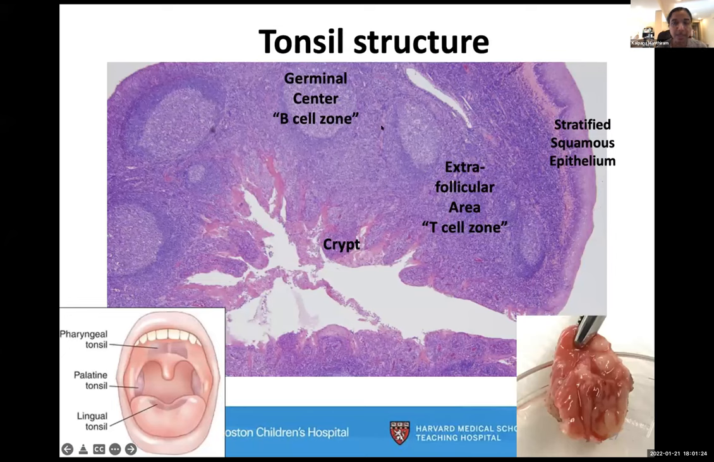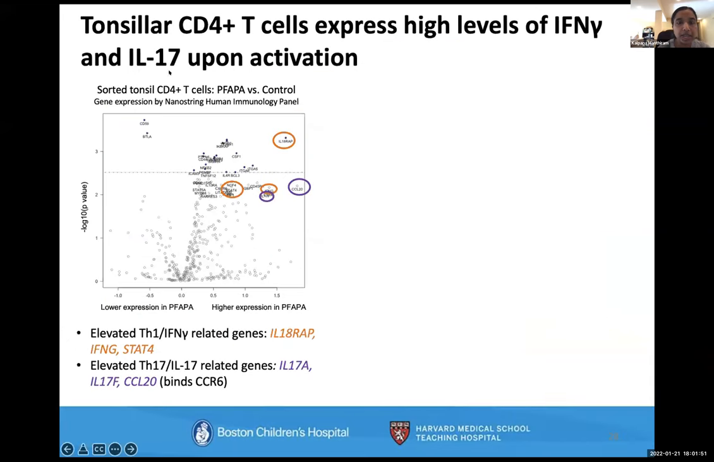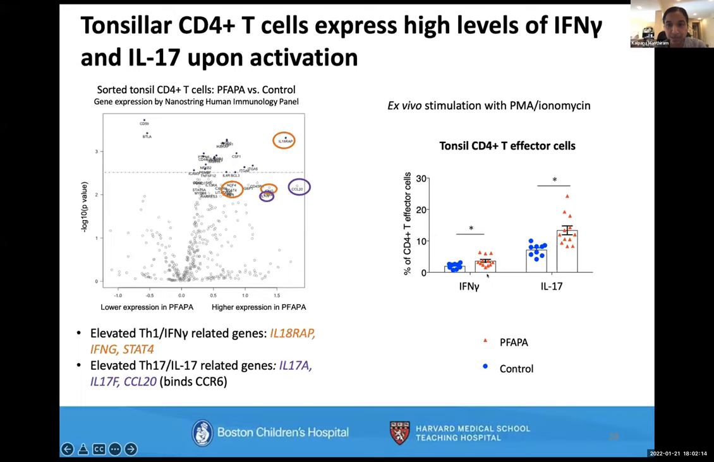As Dr. Licameli pointed out, tonsillectomy is highly effective in stopping fever episodes in many FAPA patients. So we also looked to see if these risk variants had some effect on the function of T cells in the tonsil. These are the palatine tonsils located in the back of the oropharynx. We sorted CD4 positive T cells from the tonsils of patients with FAPA and controls, and found elevated Th1 and Th17 related genes among the CD4 positive T cells, which fits with the risk variants that we identified. We also found that upon stimulation of these CD4 positive T cells, there's enhanced production of interferon gamma and IL-17, also suggesting that patients with FAPA have enhanced activation of Th1 and Th17 cells.